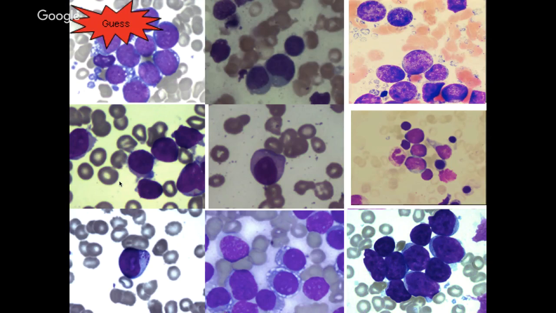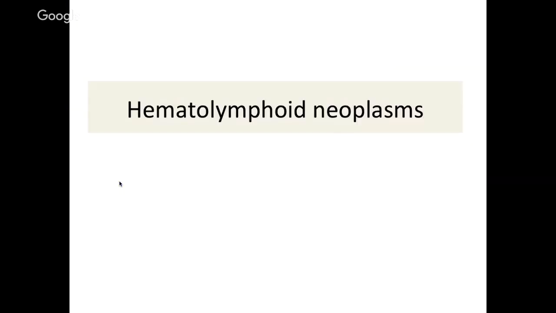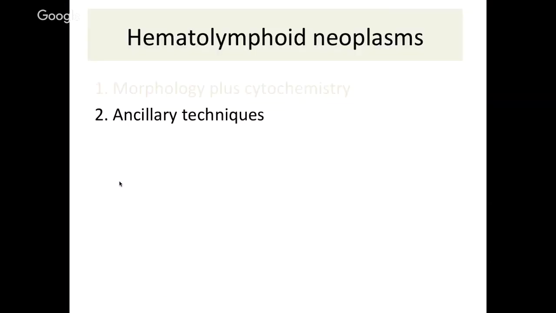So here morphology and cytochemistry alone won't help, and we can label them as hematolymphoid neoplasm to be on the safer side. If you do not understand whether they are blastic or mature, it's safer to call them hematolymphoid neoplasm and ask for further workup. The further workup basically means the ancillary techniques which we have. There are three major ancillary techniques. One is the gold standard now for diagnosing acute leukemias, immunophenotyping, which is done basically by two methods: immunohistochemistry on solid tissues and flow cytometry immunophenotyping on liquids.